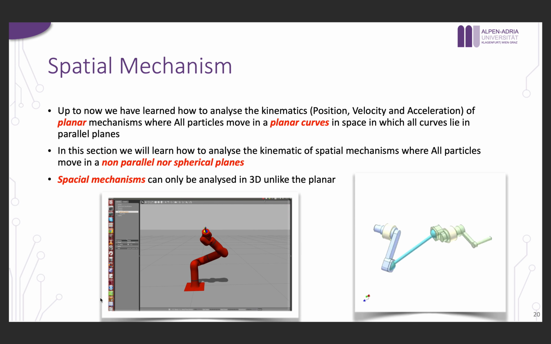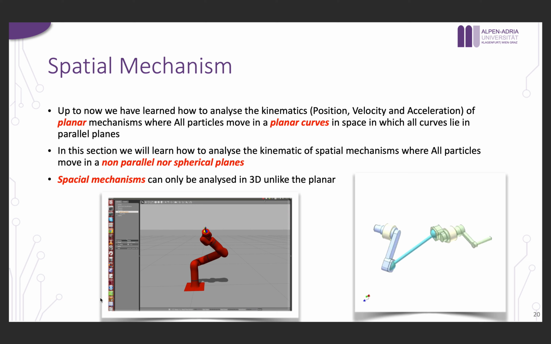Okay, so the topic is now becoming more interesting, and now we'll talk about more complicated analysis, which is about spatial mechanisms. In the first session, I talked about the difference between planar, spherical, and spatial mechanisms. Where in planar, all the parts or all the mechanisms are moving in parallel planes, basically, and spherical is more like parallel or perpendicular, basically, planes, or spherical planes also could be called.